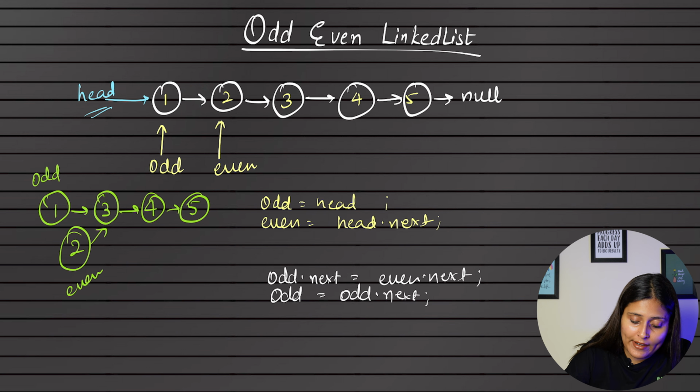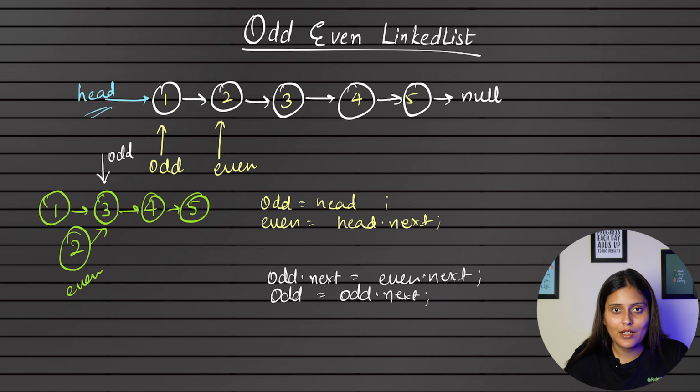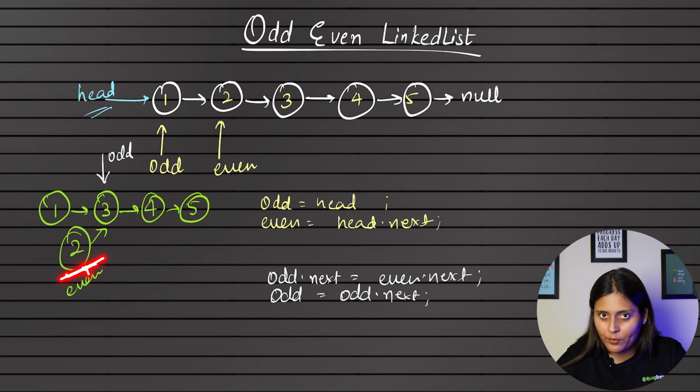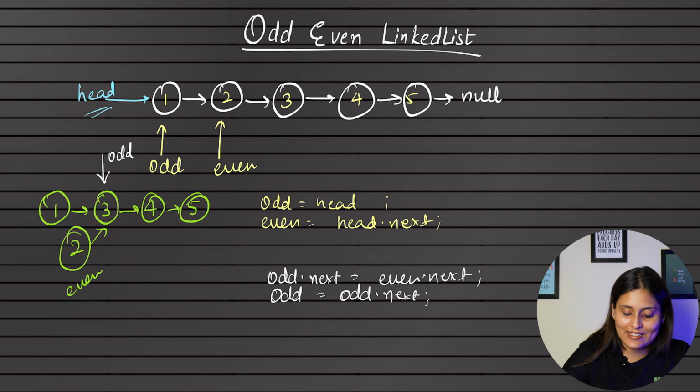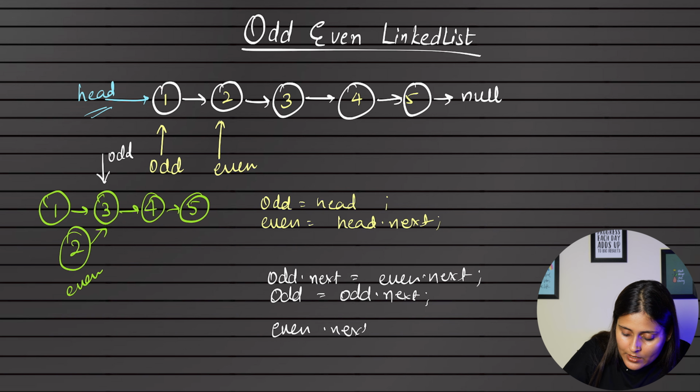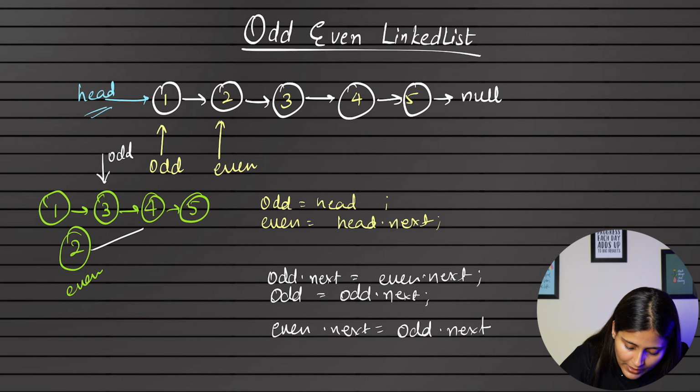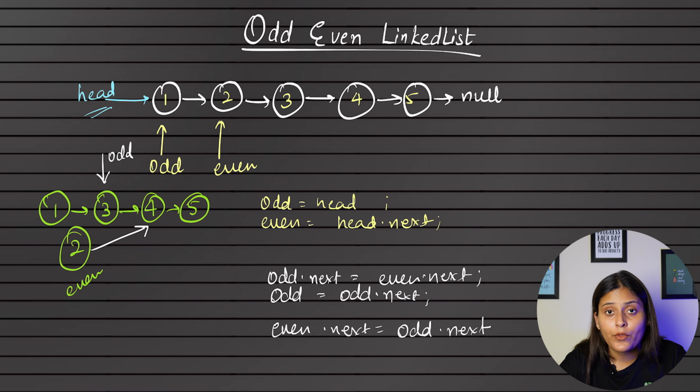Okay, so now where is my odd? Can I say my odd is pointing to 3? Yes. Done. Now what about even? Even is currently pointing to 2, and 2 dot next should get connected to what node? Can I say 4? And where is this 4 saved? Can I say odd dot next? Yes. Very good. So what we will write? Even dot next is equal to odd dot next. Now what will happen? This will get removed and 2 is connected to 4.